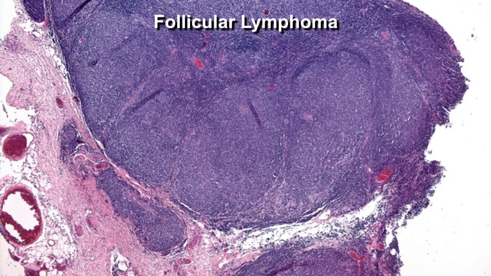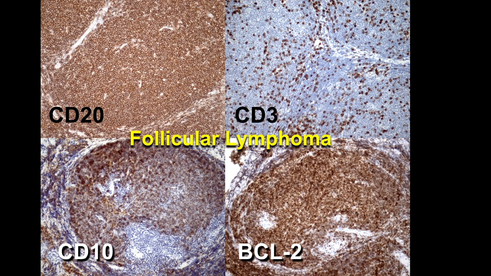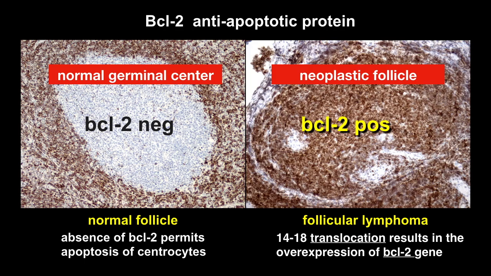In this follicular lymphoma, the cells comprising the large neoplastic follicles stained with CD20 and follicular center marker CD10, and are also positive for anti-apoptotic protein BCL2. BCL2 is negative in normal germinal centers.